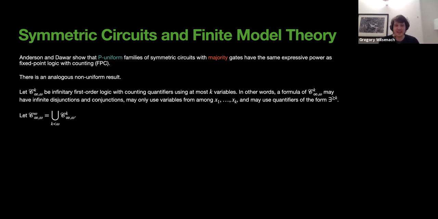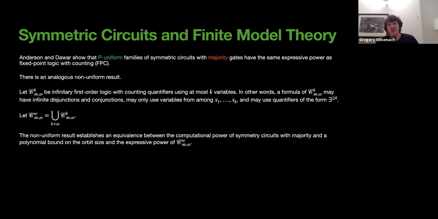We're often interested in the logic that just contains all of these. So you just take the union of all these things. We have C_{∞ω}. And the non-uniform result from Anderson and Dawar establishes a connection between the computational power of symmetric circuits with majority, and now instead of putting any uniformity condition or a bound on the size of the circuit, we put a polynomial bound on the size of the orbits. So it's a sort of local polynomial condition. And these families of circuits have exactly the same power as C_{∞ω}.